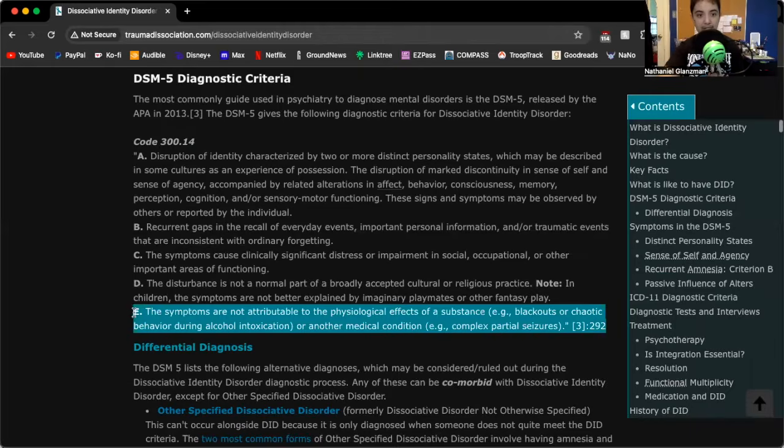The last one is the symptoms are not attributable to the physiological effects of a substance or another medical condition. So there's a lot of differential diagnosis that needs to go into it because DID is a very specific disorder that only occurs in a very specific way.